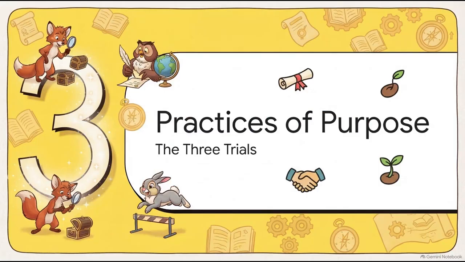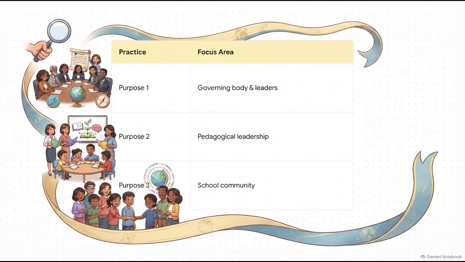All right, Section 3, the 3 practices of purpose. Think of these as your 3 trials. So the crucial point to understand is that you must break purpose down to evaluate the alignment of 3 totally distinct layers of your school. First up, Practice 1 looks at the governing body and school leaders. Do they articulate a mission and strategy that truly reflect the IB philosophy, going way beyond just standard academic development?